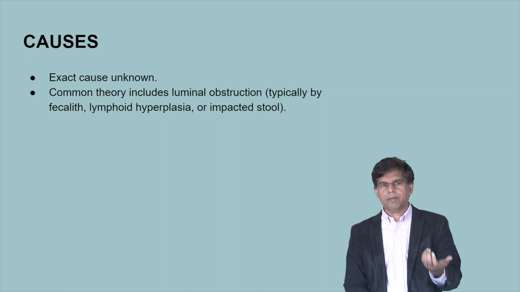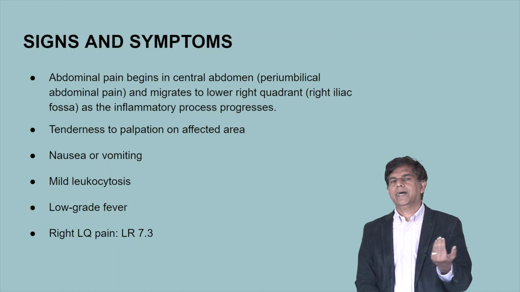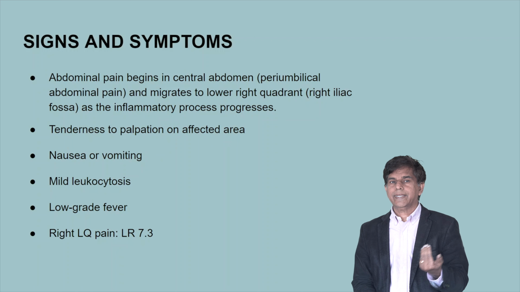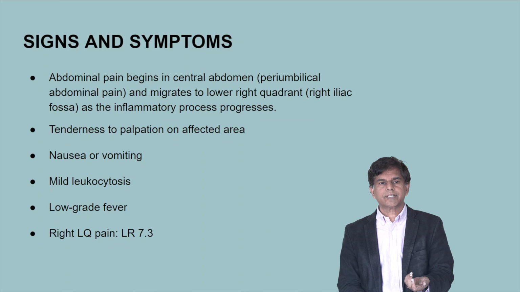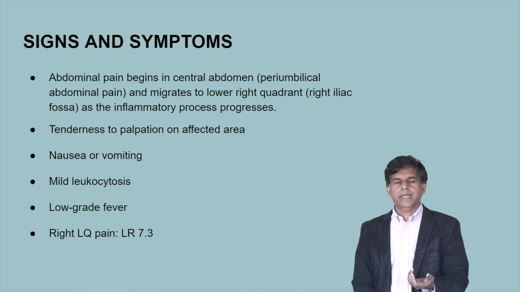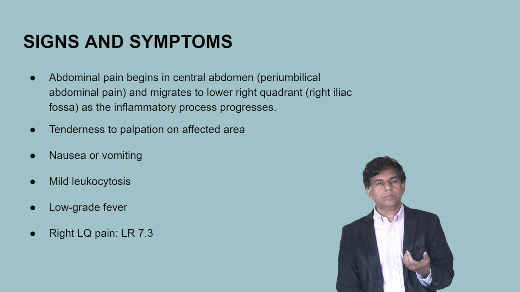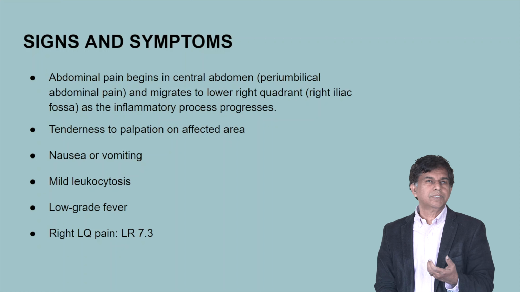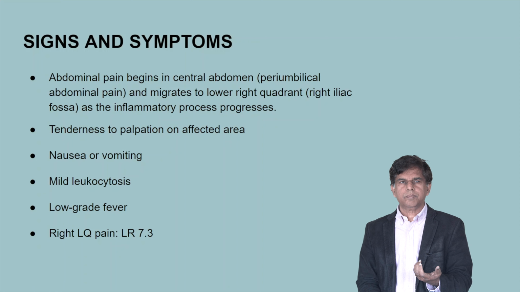Signs and symptoms: abdominal pain that begins in the central abdomen, periumbilical, then migration, that's the word we have to use. It migrates to the right lower quadrant as the inflammatory process progresses. Tenderness to palpation in the affected area, nausea, vomiting, low-grade fever. And when you have right lower quadrant pain, the likelihood ratio is almost 7.3. That means a 30 to 40% higher risk, okay?